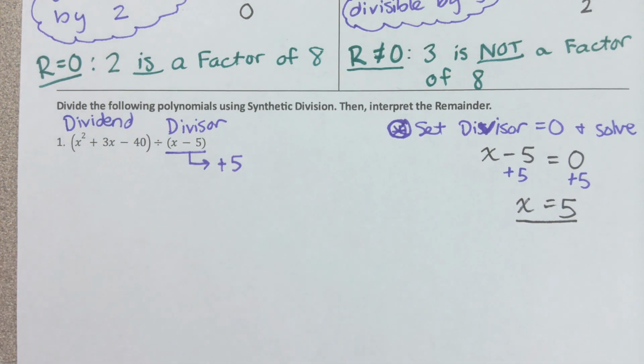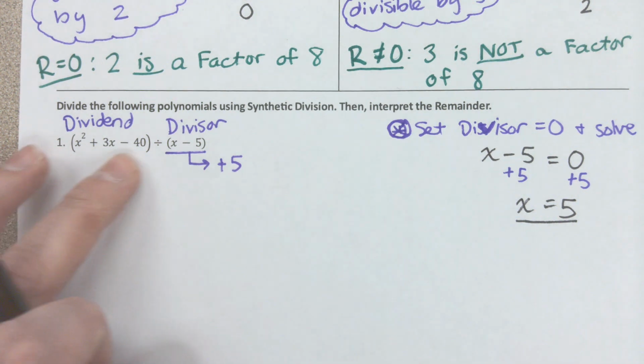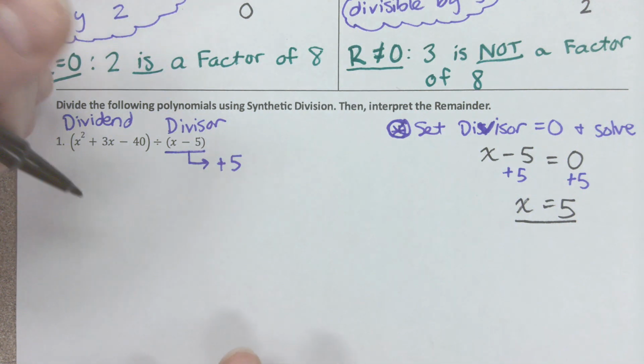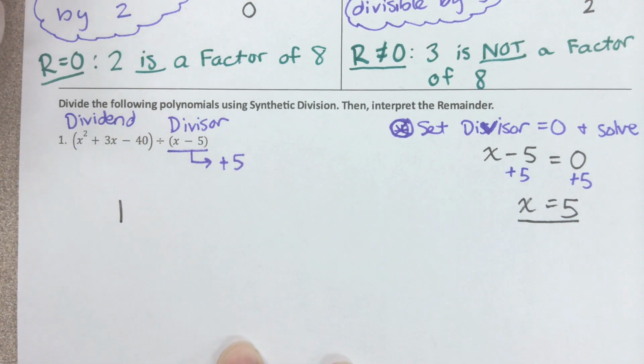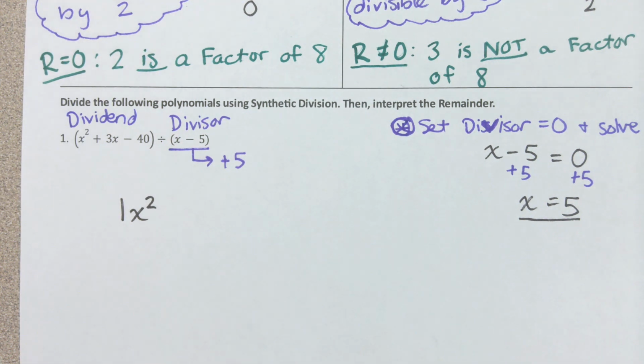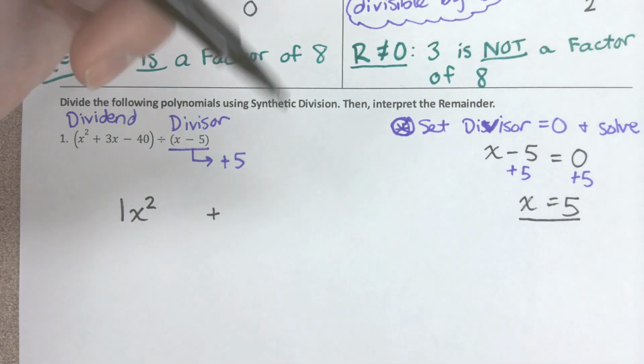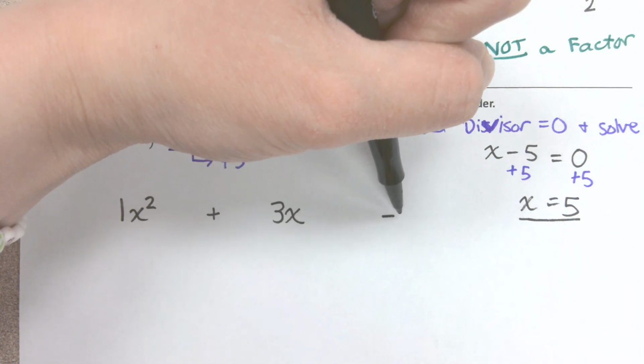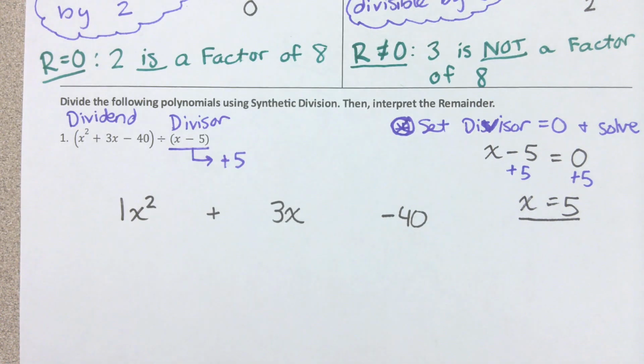Let's set up the problem. First thing I want to do is write out the dividend, but I'm going to really emphasize that one in front of the first term. We're going to need that. So we have 1x squared. And I'm going to intentionally exaggerate the spacing here because I'm going to be doing a lot of explaining. Plus 3x minus 40.